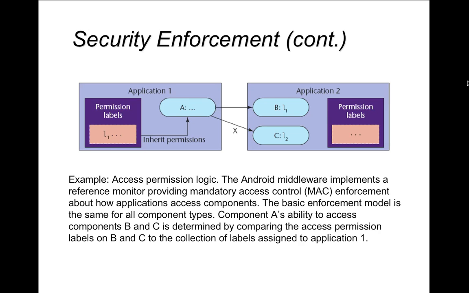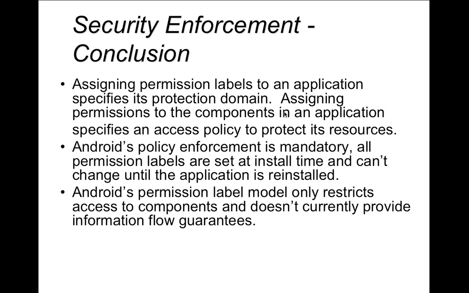So the basic enforcement model is the same for all components, and component A's ability to access components B and C is determined by comparing the access permission labels of A and B, B and C, or the collection, which would be part of application number 1. The problem is you can't turn it all on or turn it all off. You have to actually list the components and establish the labels for each one of the identifying things.